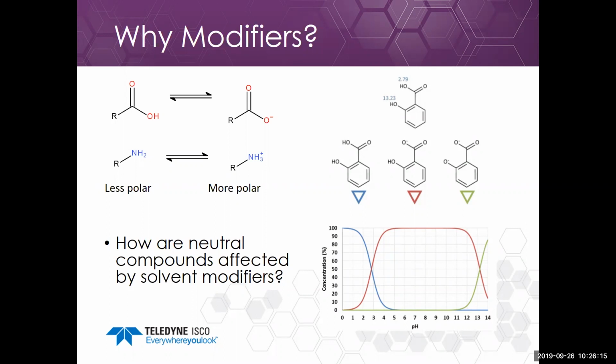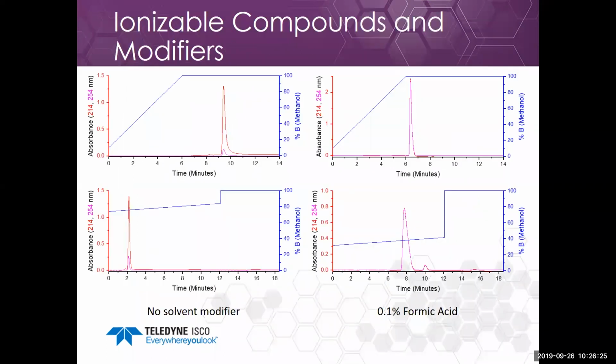These more polar forms retain less on C18 and elute down the column faster, so it causes a fairly broad peak. So as an example here, we have quinine, which is an alkaloid. The top runs are the scouting gradients, and then the bottom are the focus gradient.